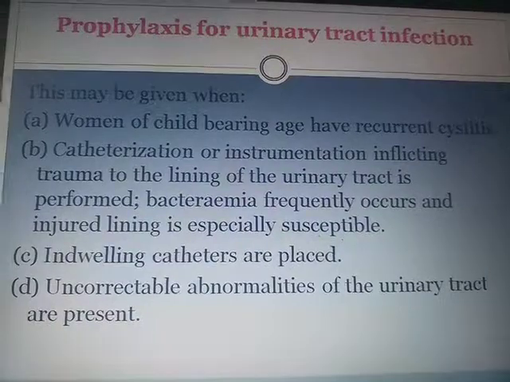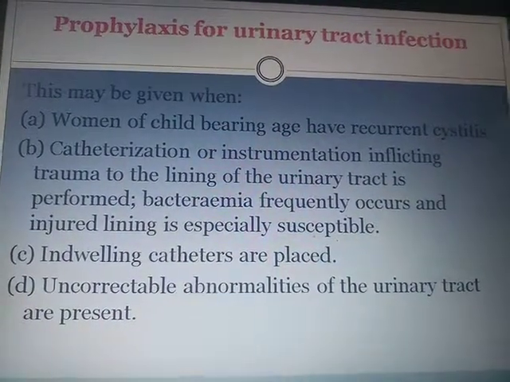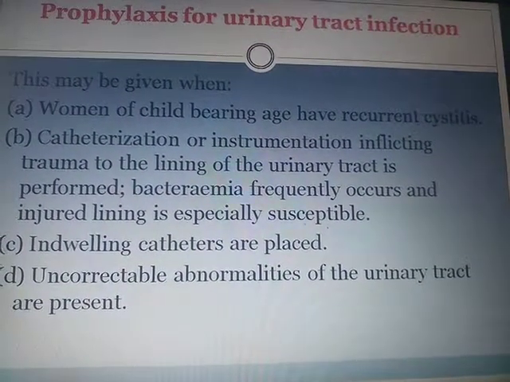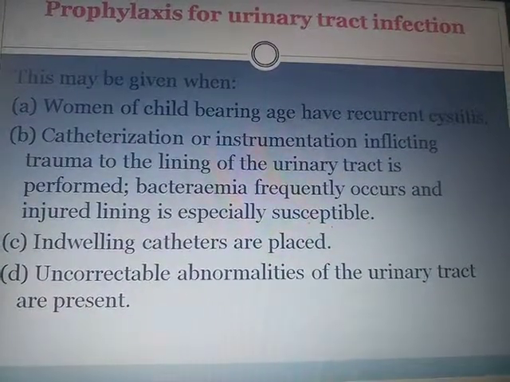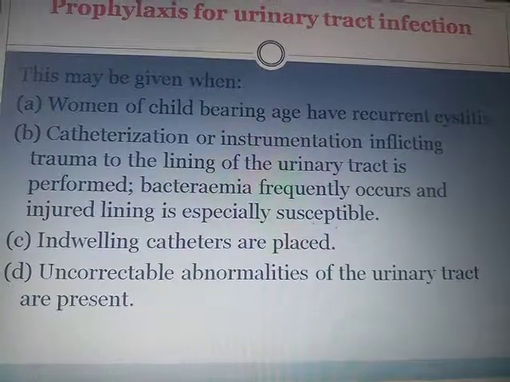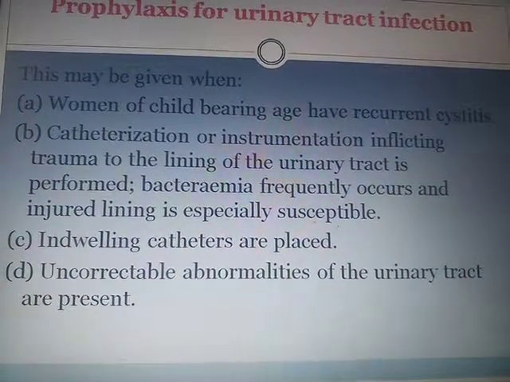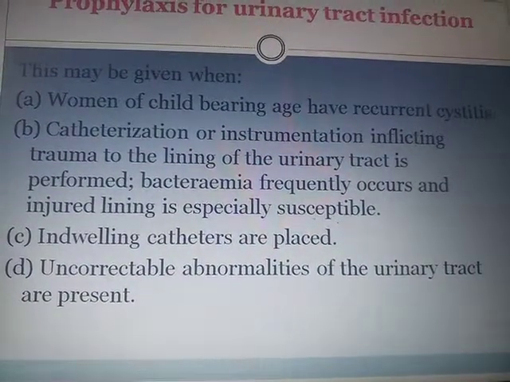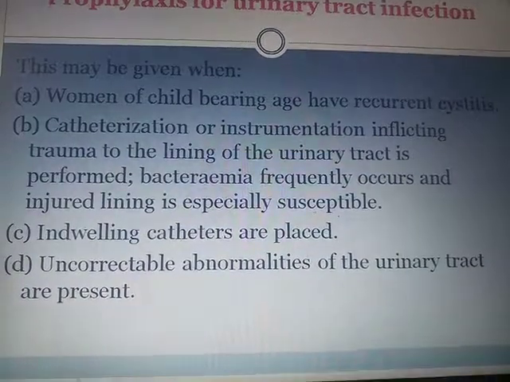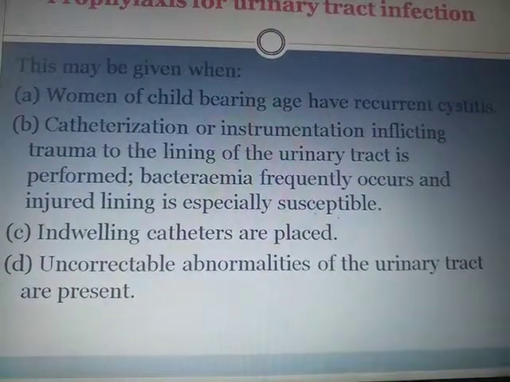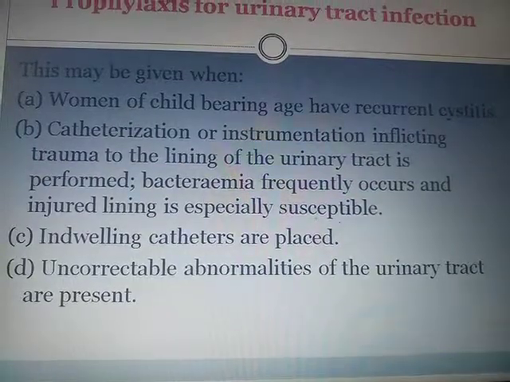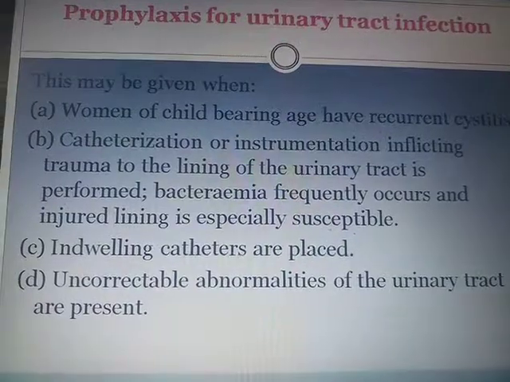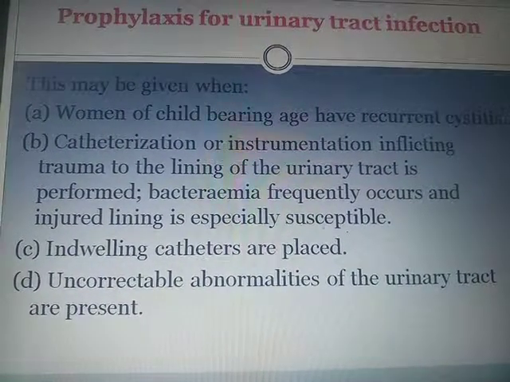Prophylaxis for urinary tract infection. It may be given in women of childbearing age who have recurrent cystitis. When there is catheterization or instrumentation that leads to trauma to the lining of the urinary tract, bacteremia frequently occurs and the injured lining is especially susceptible. So with catheterization, instrumentation, recurrent cystitis or indwelling catheters, prophylaxis for urinary tract infection is given.